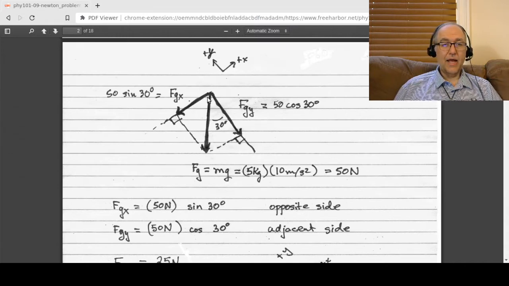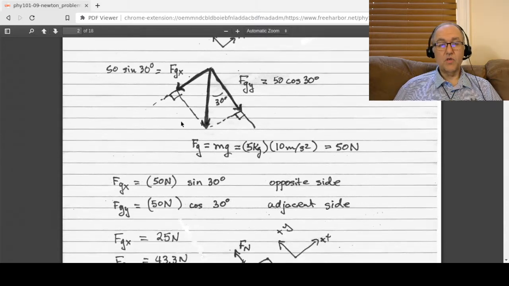See, that dashed line and the y-axis are actually parallel to one another. So that line segment there is the same length as that. That line segment is the opposite of the 30 degrees, so you use the sine. So FGX is FG, 50 newtons, times the sine of 30 degrees. And FGY is going to be the 50 newtons times the cosine of 30 degrees.